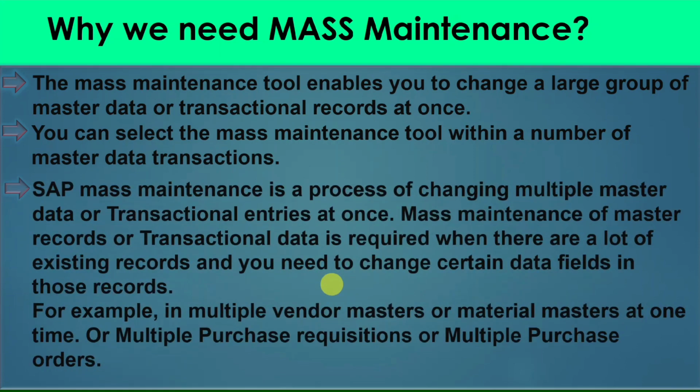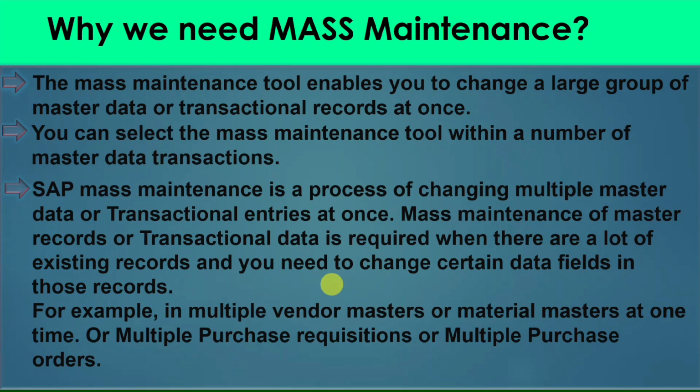Then SAP mass maintenance is a process of changing multiple master data or transactional entries within one go. Mass maintenance of master records or transactional data is required when there are a lot of existing records and you need to change a certain field of it, not all the data. Again, note that this process needs to be very precise.